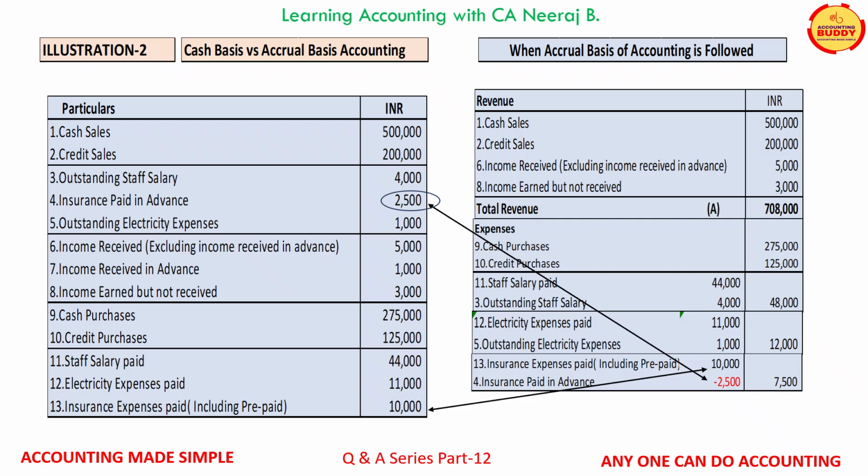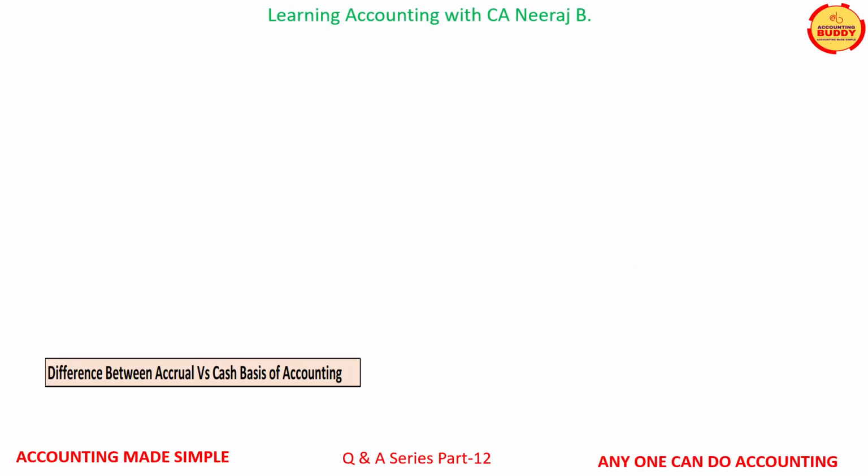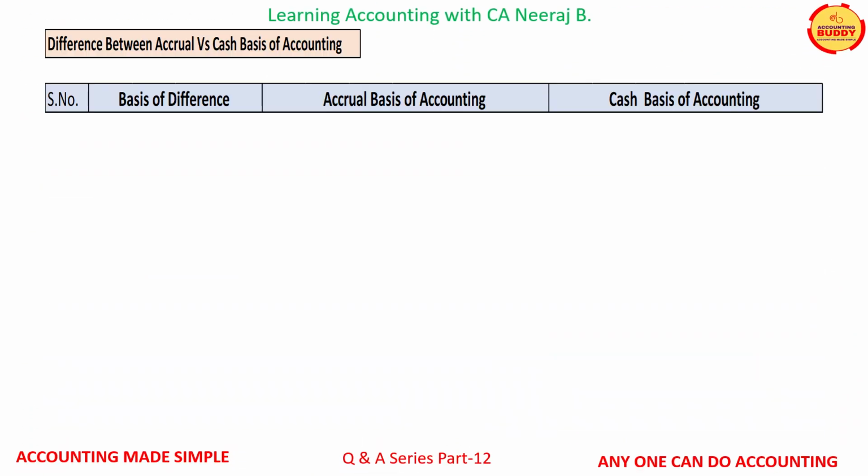Therefore, under accrual basis of accounting, the net profit of the business, after considering the total business expenses of 467,500, will be 240,500. Let us now understand the difference between the accrual basis of accounting and cash basis of accounting.